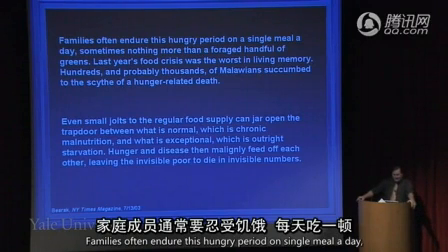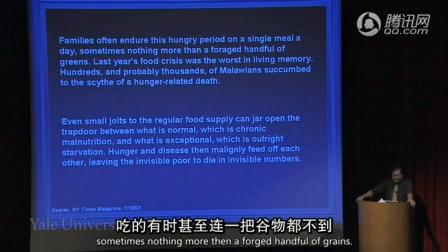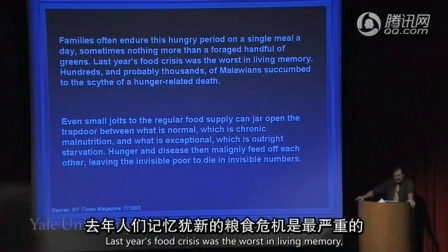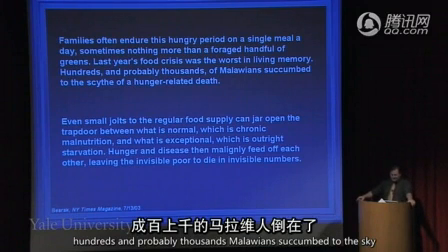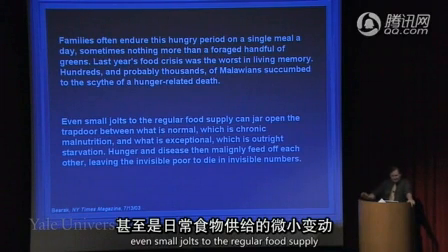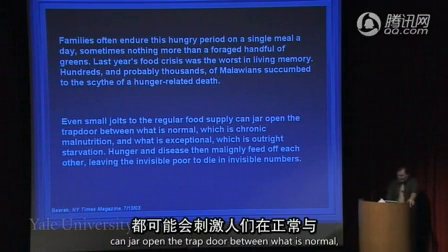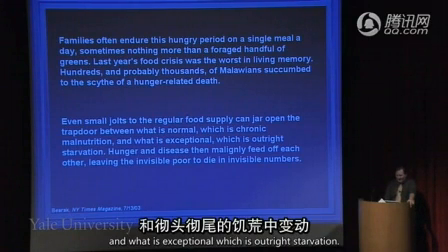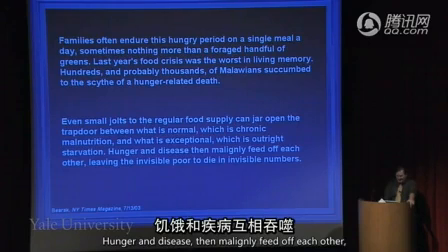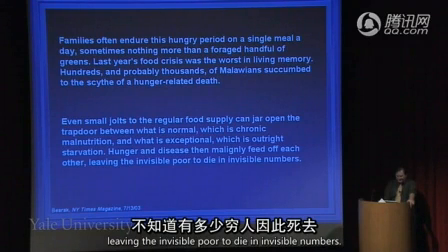Families often endure this hungry period on a single meal a day, sometimes nothing more than a foraged handful of greens. Last year's food crisis was the worst in living memory. Hundreds and probably thousands of Malawians succumbed to the scourge of hunger-related death. Even small jolts to the regular food supply can jar open the trap door between what is normal, what is chronic malnutrition, and what is exceptional, which is outright starvation. Hunger and disease then malignly feed off each other, leaving the invisible poor to die in invisible numbers.